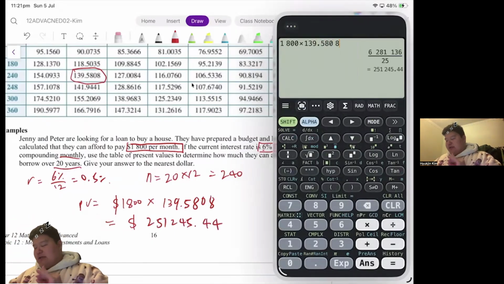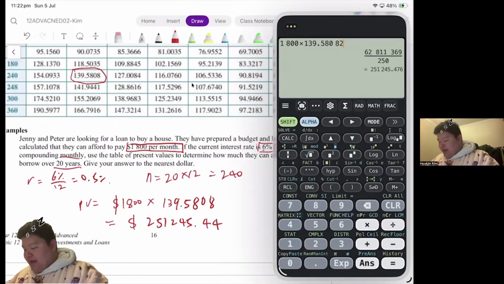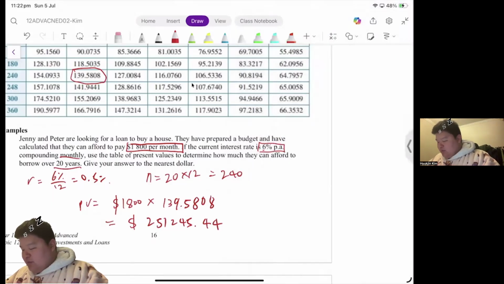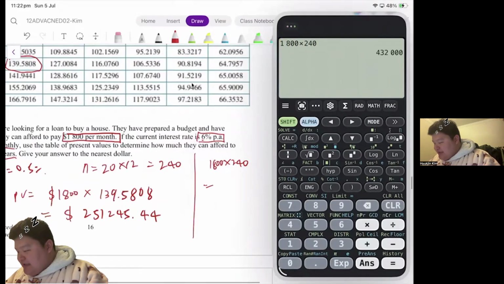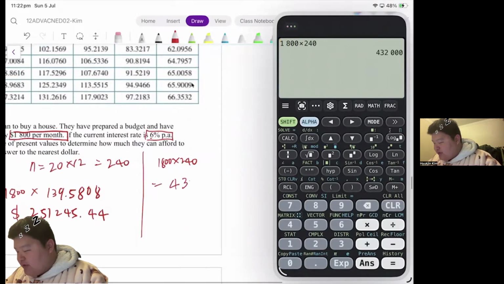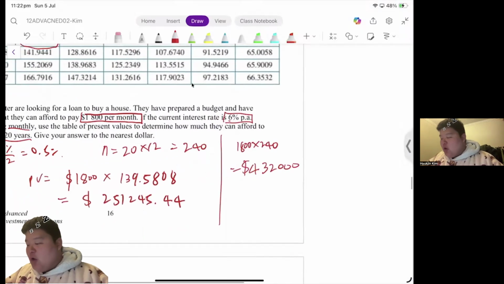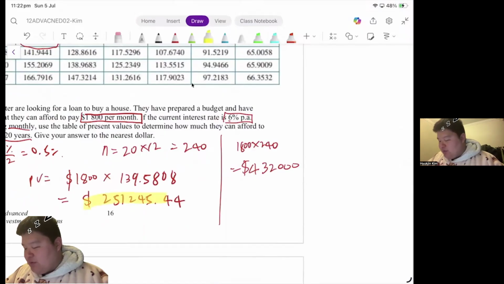This is when critical thinking comes in handy. If you really think about it, right? The actual proper amount that this person will be paying will be $1,800 for 240 months, which is 1,800 times 240. And as we can see, this person's actually paying $432,000 over 20 years. But the loan that we can actually borrow is $251,000.